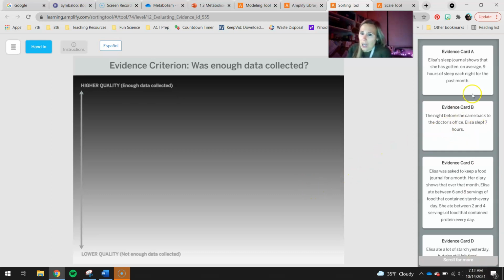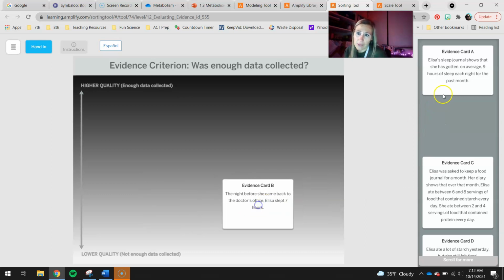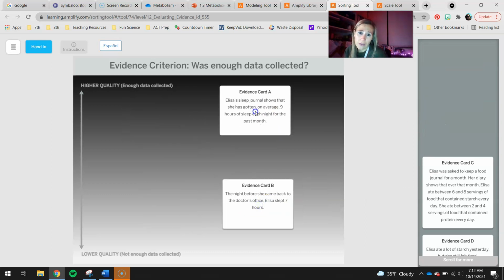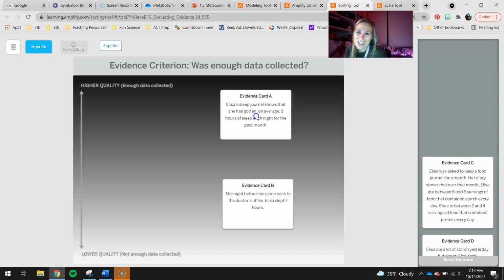So if we take a look, evidence card B: the night before she came back to the doctor's office, Elisa slept 7 hours. It might help you guys to just go through and read these first so you can compare them to each other and say, all right, which of these are higher quality in comparison to the other. Evidence card A: Elisa's sleep journal shows that she had gotten on average 9 hours of sleep each night for the past month. So we're looking at more than one day there versus evidence card B. Evidence card A is going to be a little bit higher than evidence card B just because we're looking at a whole month worth of sleep versus just the night before.